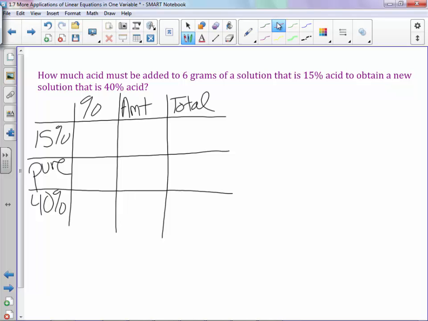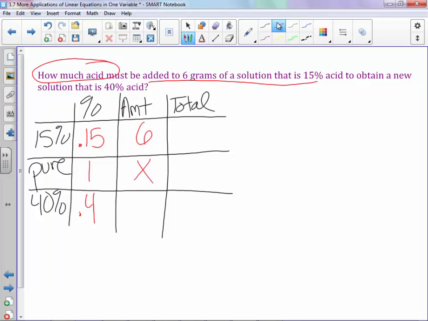So let's fill in what we know. The 15% solution obviously has 15% acid. The pure acid is all acid, so it's 100%, which is 1. And then the 40% is 0.4. Alright, we have 6 grams of this 15%. We're asking how much of the pure acid, so we don't know. But when you pour these together, you're going to have however much you started with plus however much you poured in. And then total, once again, just multiply across.